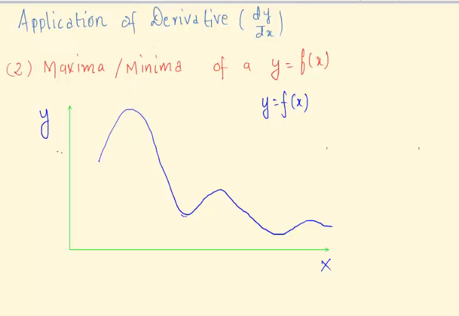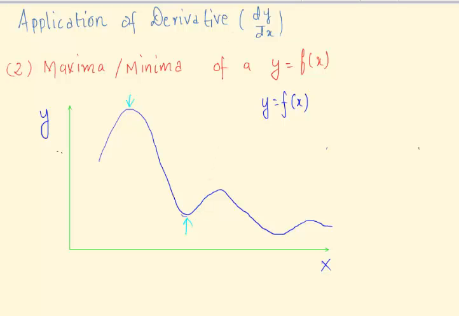So at a certain point here in this region, y attains a maximum value locally. Then you can see here, this region over here, y decreases with x and then increases. So obviously it attains a minimum value here.